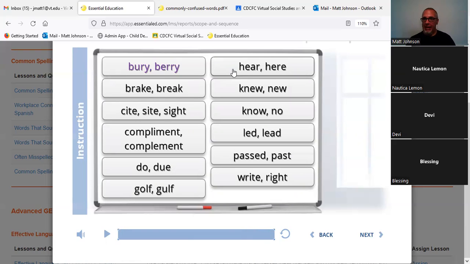Break and brake. That one's easily confused. Brake, B-R-A-K-E, are like the brakes on your car when you slow down. B-R-E-A-K is to break something, right? To physically disconnect something or change.